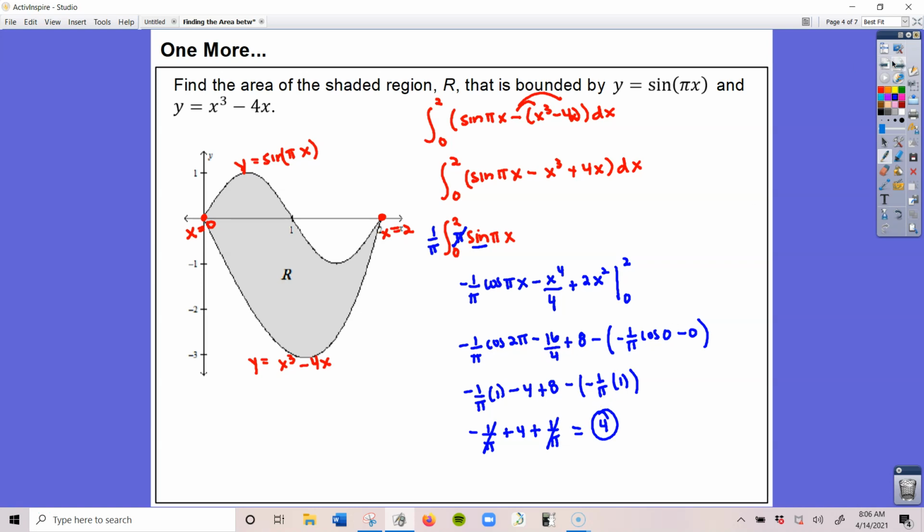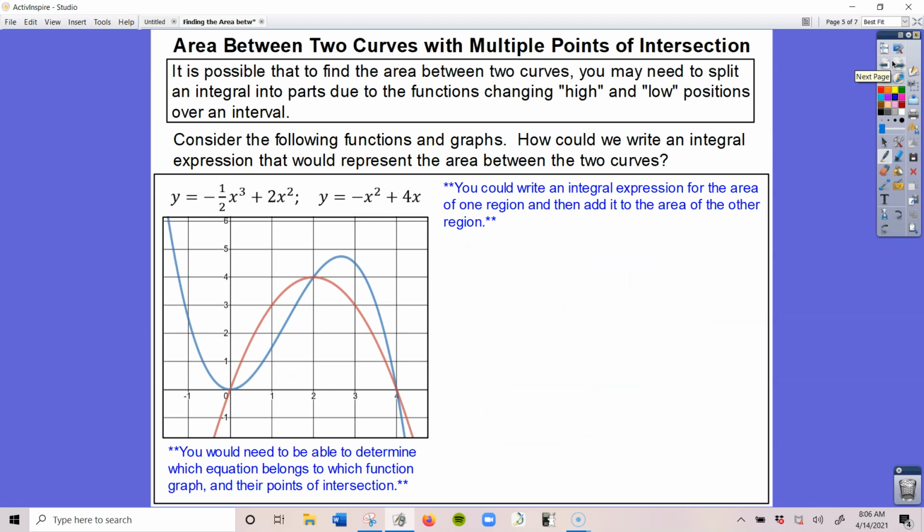Now we're going to look at when the area between two curves has multiple points of intersection. As you can see here, we have y equals negative 1/2 x to the third plus 2x squared, and y equals negative x squared plus 4x. So when I look at my graphs, this is a cubic function, so this must be the blue curve. This is a quadratic function, so this must be the red curve because it's a parabola. So I'm going to call this one y1 and this y2. So y1 is the blue and y2 is the red.